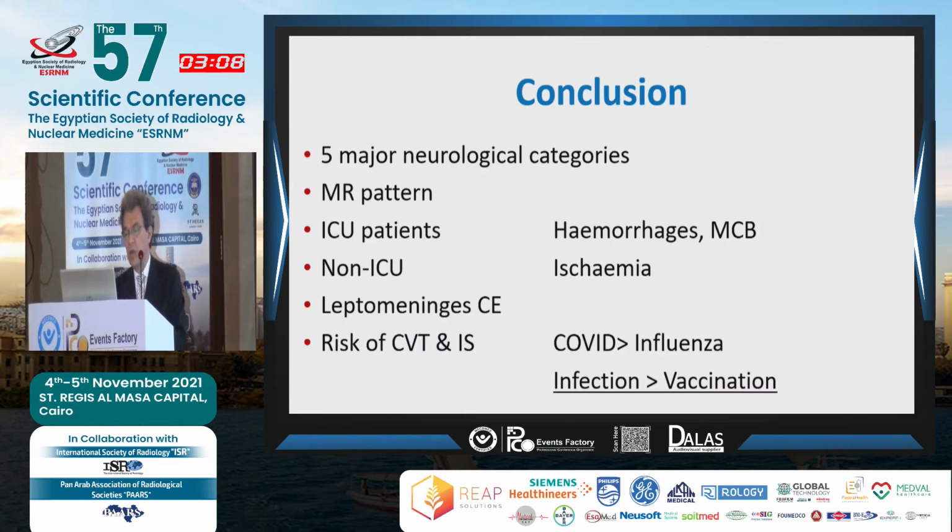So in brief, 5 major neurological categories that we need to keep in mind. MR patterns exist, we need to know them. ICU patients usually get, in contrast to non-ICU patients, much more often hemorrhages and microhemorrhages. Non-ICU patients, much more frequently ischemia. Think about the leptomeningeal enhancement that we can see, and it's important that we as doctors all know that the risk of venous thrombosis and ischemic infarcts is higher in COVID than in normal influenza, and higher in patients getting COVID than in patients who are not getting it and have been merely vaccinated. Thank you very much.